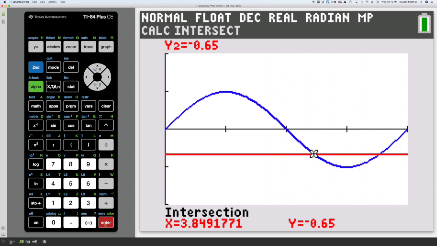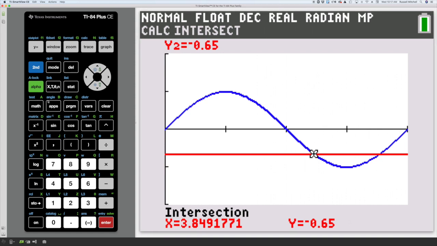So one of our answers rounded to 3 decimal places would be 3.849, okay? And that's a little bit more than pi, right? Because pi is 3.14. This is pi right here, right in the middle here, okay? So 3.849 makes sense, right? That's just a little bit past 180 degrees, which means it's in the 3rd quadrant, okay? And this is the one that's going to be in the 4th quadrant, okay?